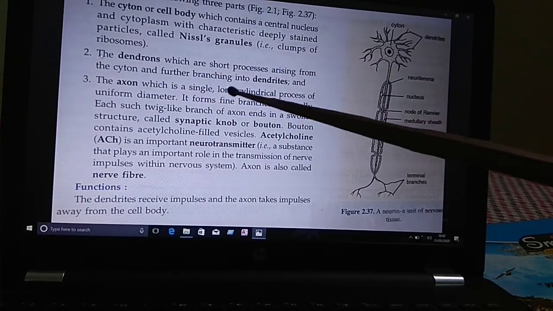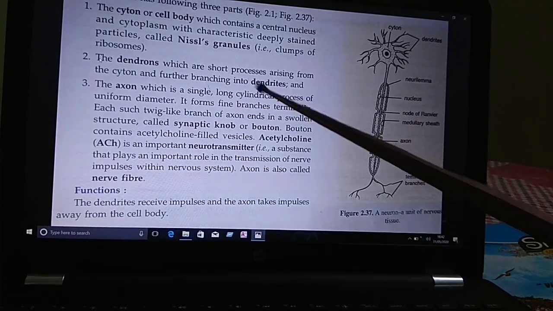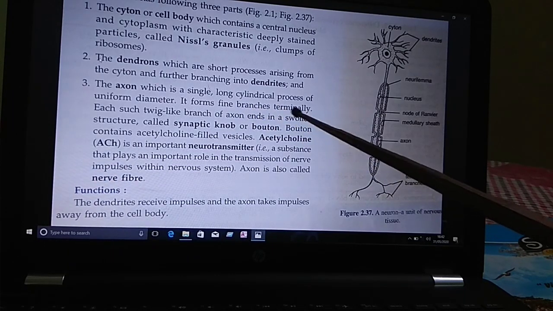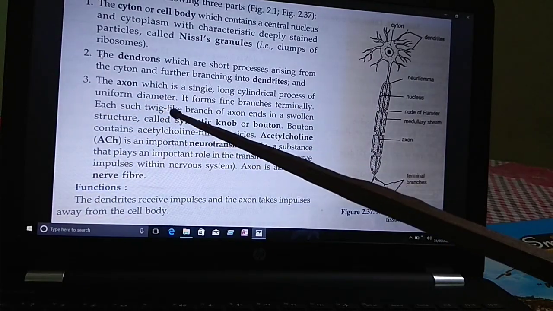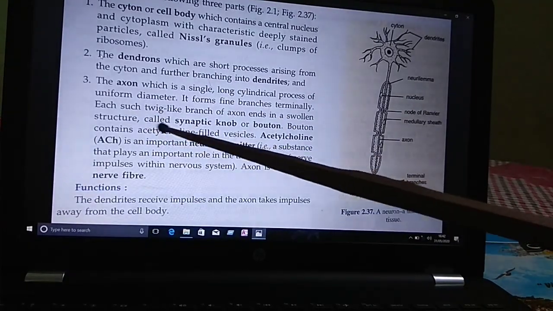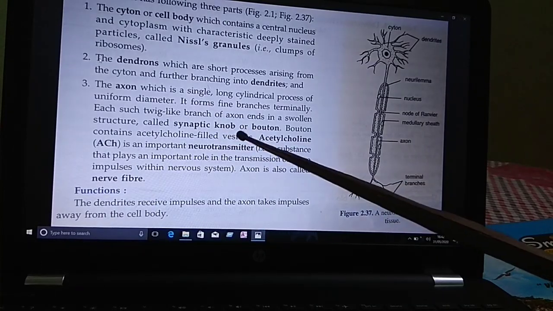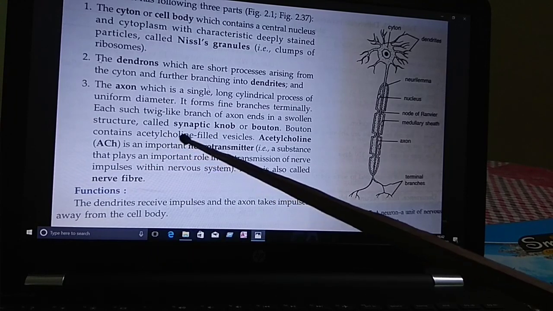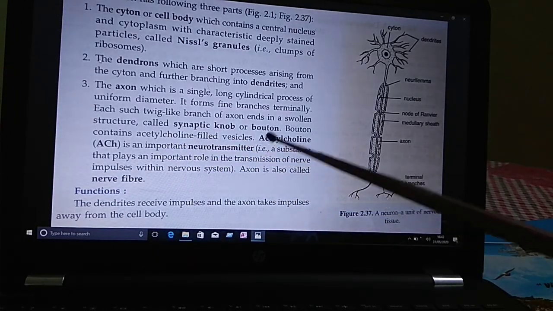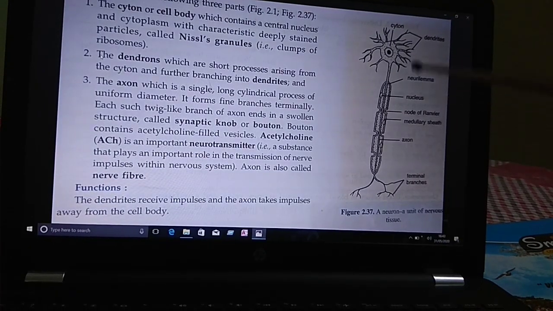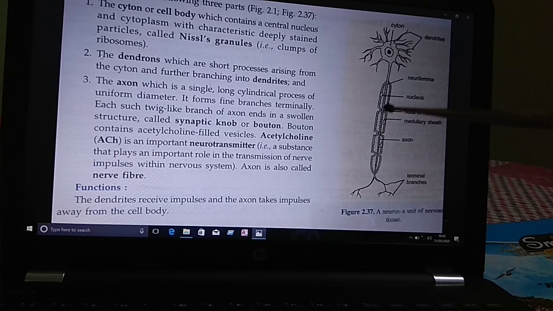The axon is a single long cylindrical process of uniform diameter. It forms fine branches. Terminally, each twig-like branch of the axon ends in a swollen structure called synaptic knob or button. The button contains acetylcholine filled vesicles. Okay children, this one, the axon, is also called nerve fiber. This one is also known as the nerve fiber.